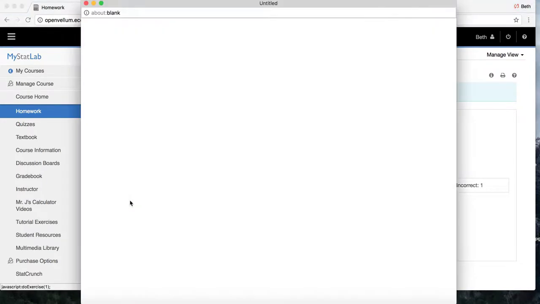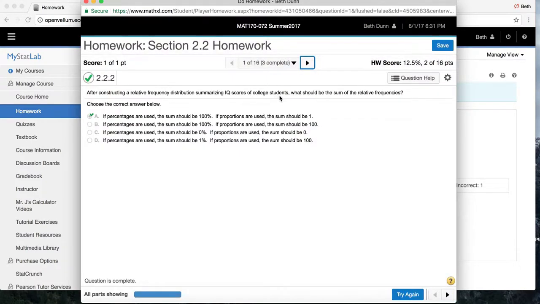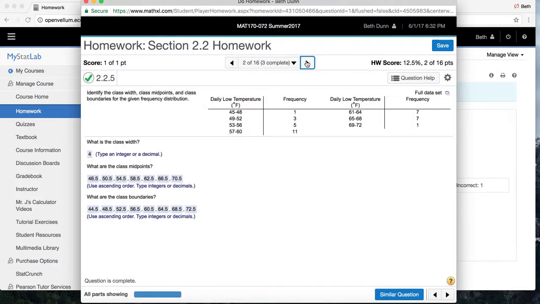If you look at question 1, the first question, it's going to show you the question. This was a multiple choice question. After constructing a relative frequency distribution summarizing IQ scores of college students, what should be the sum of the relative frequencies? And the answers were here. You can see that my correct answer is a green check mark. I can click on this try again button if I wanted to practice this again. I got this question right, so I'm going to move on.